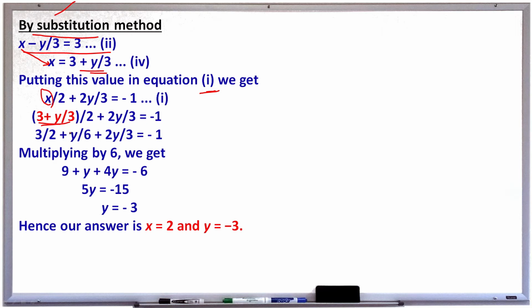Simplifying this one you will get 3 by 2 plus y by 6 plus 2y by 3 is equal to minus 1. Multiplying the whole equation by 6 you will get 9 plus y plus 4y is equal to minus 6. Adding these two like terms, 4y plus y, 5y plus 9. You bring 9 to the right hand side, it will become minus 9. So minus 9 minus 6 will make minus 15. So 5y is equal to minus 15. So y is equal to minus 15 divided by 5, it will become minus 3. So x is equal to 2, y is equal to minus 3.